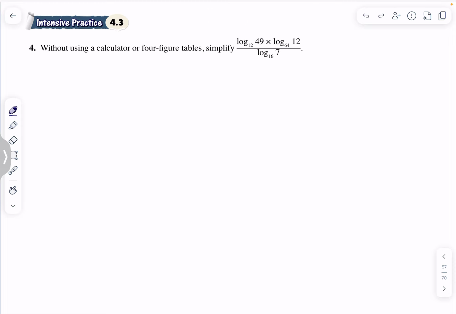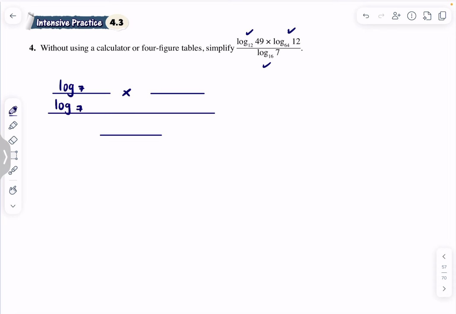So what we can do is, we can try to change their bases to a similar base. Let's just choose the smallest number here, 7. So we change all of this to base 7. To change base, you have to draw a fraction line here. So to change base, we write log 7, log 7. Big number goes on top, small number goes below. So log 7, 49, log 7, 12.